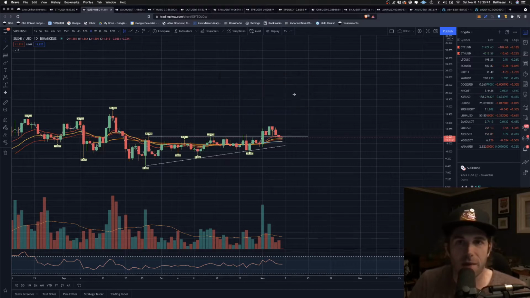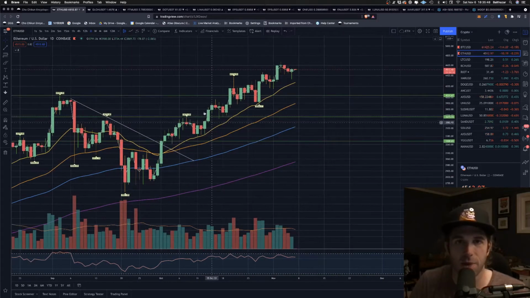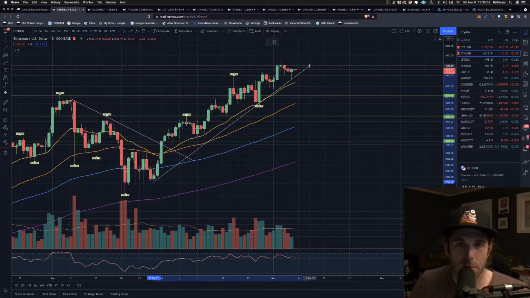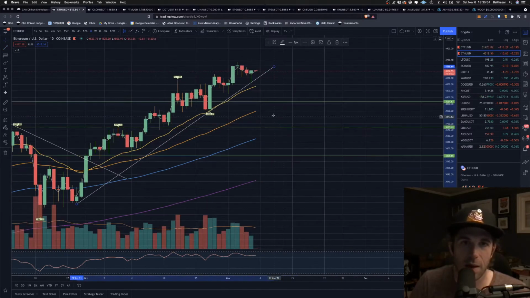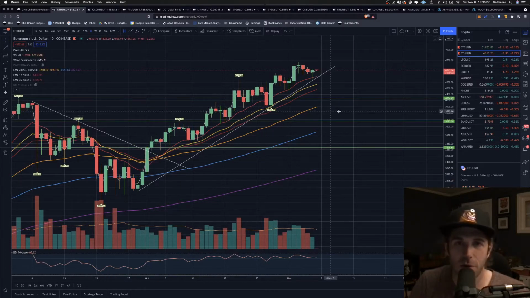Anyways, all that aside, I'm going to jump into the first token, Ethereum. I like to start with Ethereum, as I said in the last video. So, we've got this line. I'm going to put the EMA 12 and 20 up here too. Not much has changed since yesterday. It's only been a day.